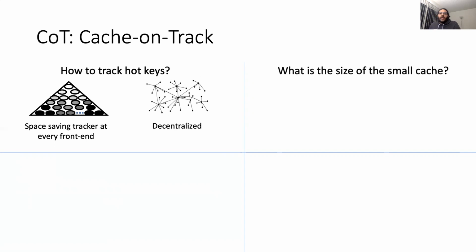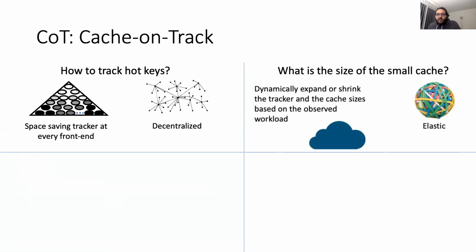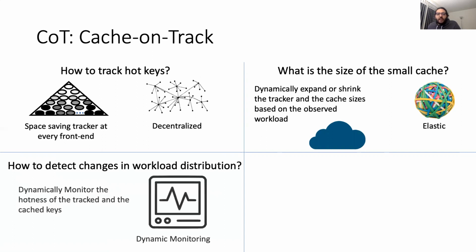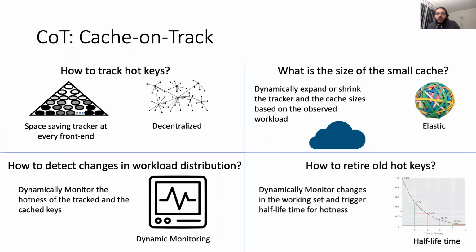2. What is the size of the small cache? COT is elastic, leveraging the elasticity of the cloud, and dynamically expands and shrinks the tracker and cache sizes based on the observed workloads at each front end. 3. How to detect changes in workload distributions? COT dynamically monitors the hotness of the tracked and the cached keys to detect changes in the workload distribution. And finally, how to retire old hot keys? COT dynamically monitors changes in the working set and triggers a half-life time of hotness to forget retired hot keys.